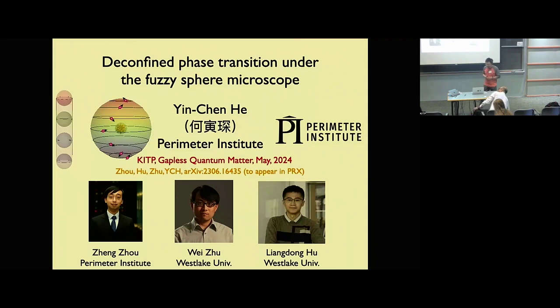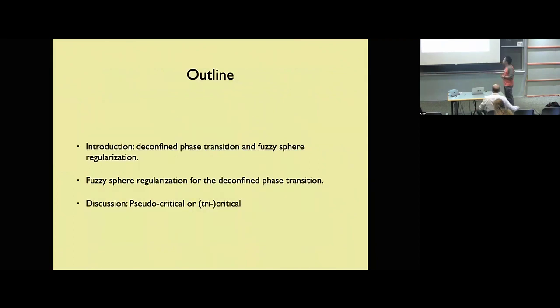Okay, so let's get started. This is the outline of this talk. I will start with some brief introduction, like what is deconfined phase transition, in case it's not familiar to everyone here, and then what is this fuzzy sphere regularization, and then I will apply this to study deconfined phase transitions. I will end up with some discussions like whether it's pseudo-critical or tricritical, although I don't think we have a definite answer at the moment.